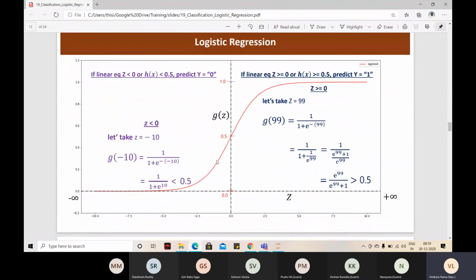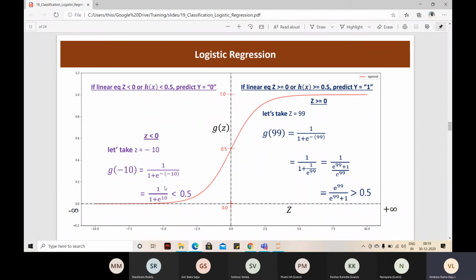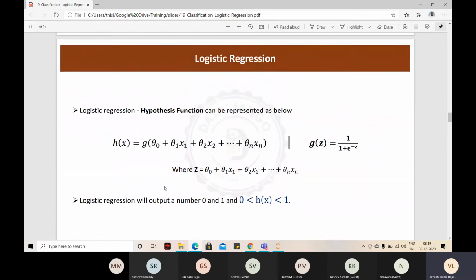Why did we take the sigmoid function? I tried to answer. The sigmoid function is convenient in generating a number which is close to 0 and close to 1. Your understanding is correct, sir.